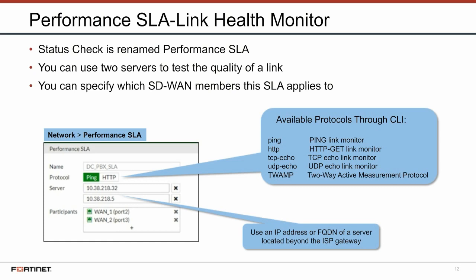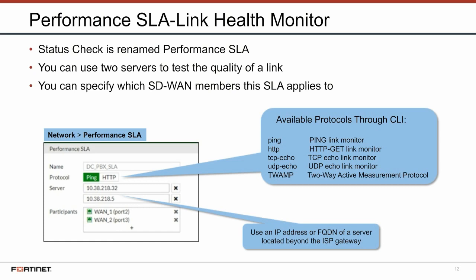FortiGate can check the status or health of each SD-WAN member interface participating in a Performance SLA by periodically sending probing signals through each member link to a server that acts as a beacon. You can specify up to 2 servers to act as your beacons. This is to guard against the server being at fault and not the link.